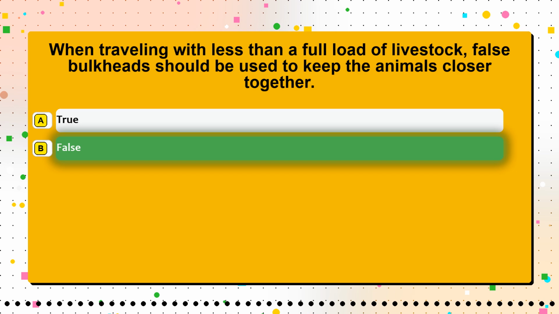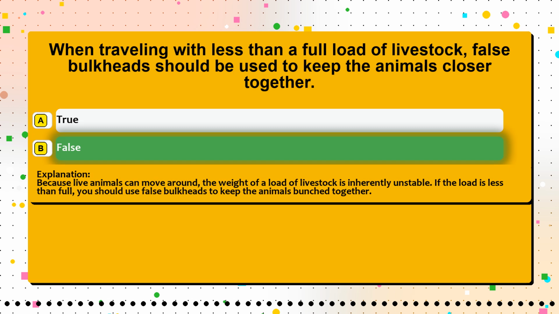The correct answer is option B. False. Because live animals can move around, the weight of a load of livestock is inherently unstable. If the load is less than full, you should use false bulkheads to keep the animals bunched together.